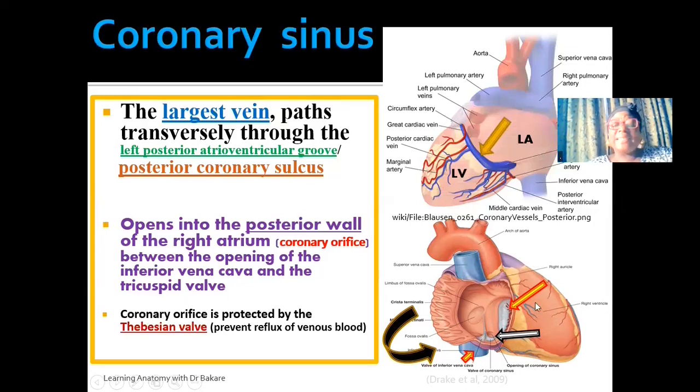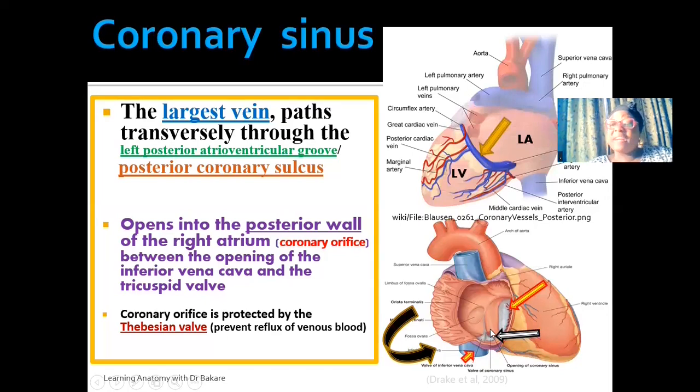Also to add that the coronary orifice, which is the opening of the coronary sinus into the right atrium, is guarded by a valve called the Thebesian valve. The Thebesian valve is to prevent the reflux or backflow of deoxygenated blood into the coronary sinus. So this is like a guide that is helping to direct the path of deoxygenated blood into the right atrium, so as to prevent the backflow of blood into the coronary sinus.